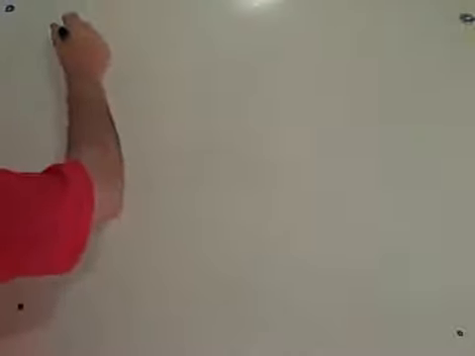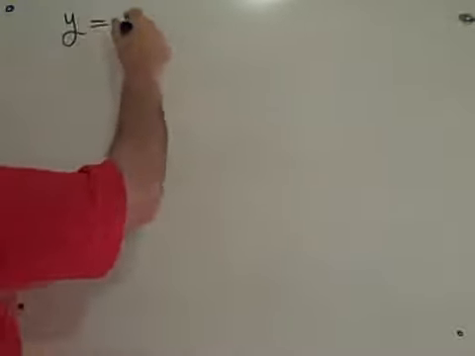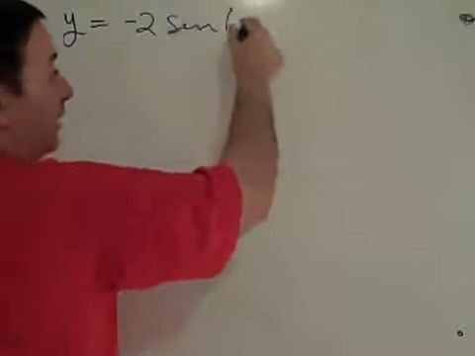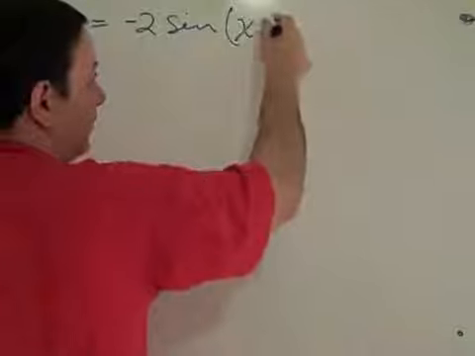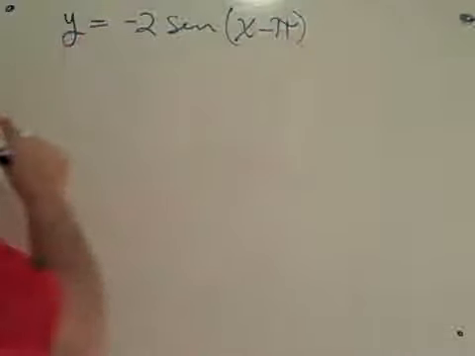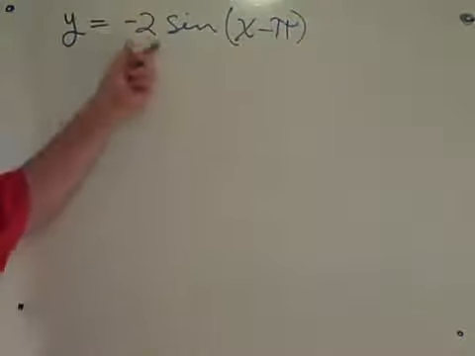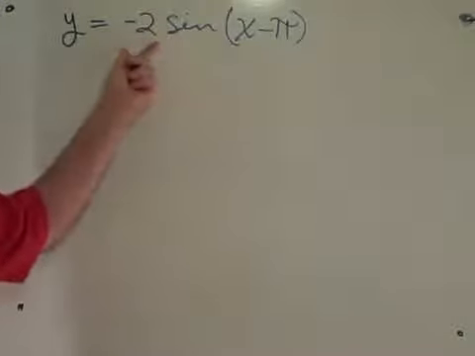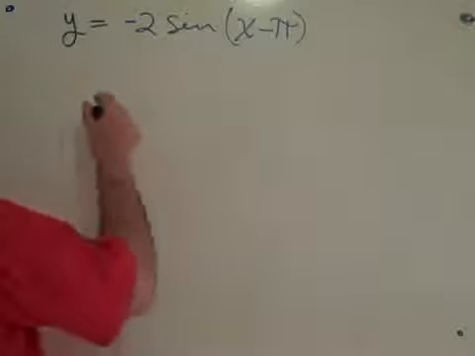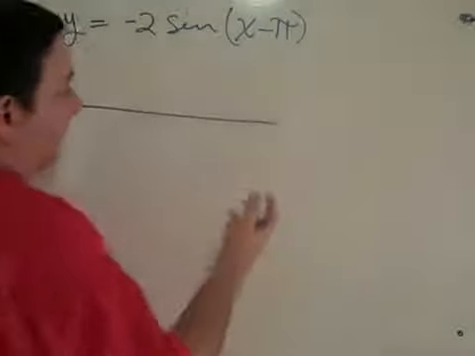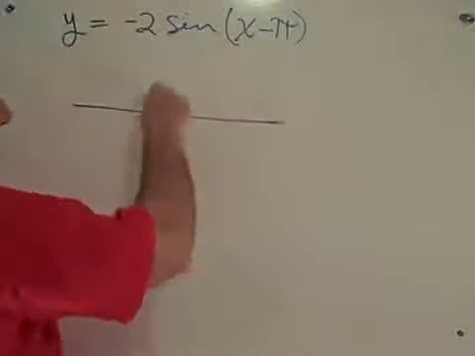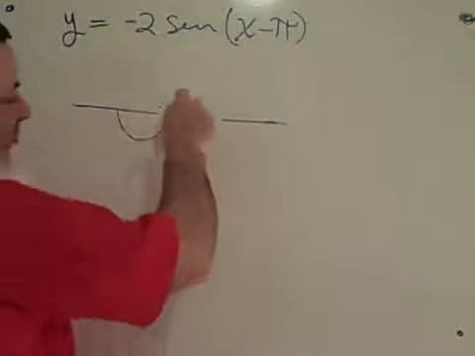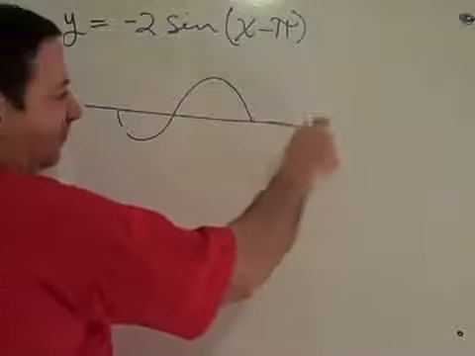Suppose you wanted to graph the function y equals -2 times the sine of the angle x minus pi. Since what the sine graph is being multiplied by is a negative number, the first thing we do is draw our negative sine graph. Rather than going this way, which would be a positive sine graph, I just draw it upside down.